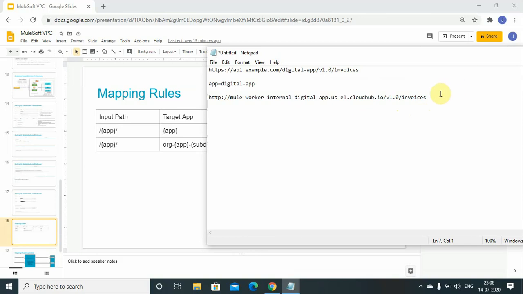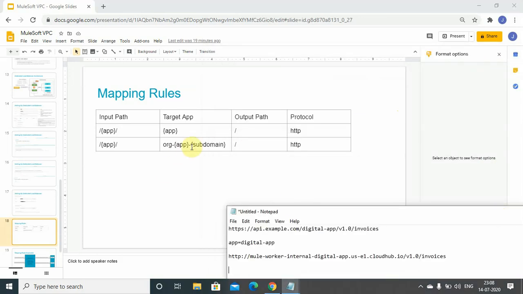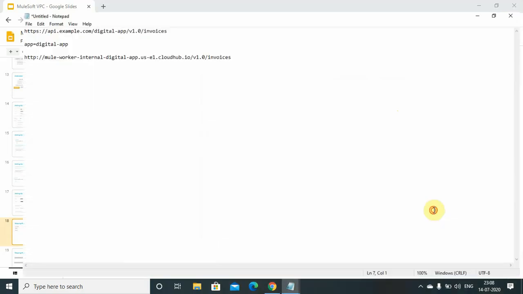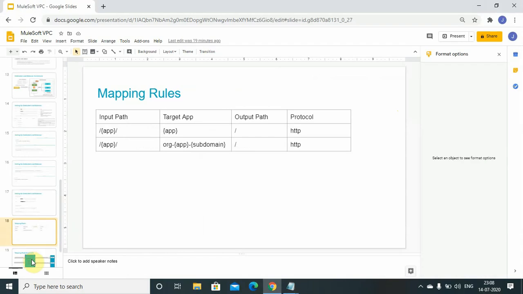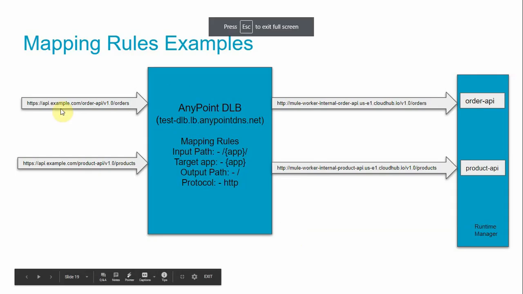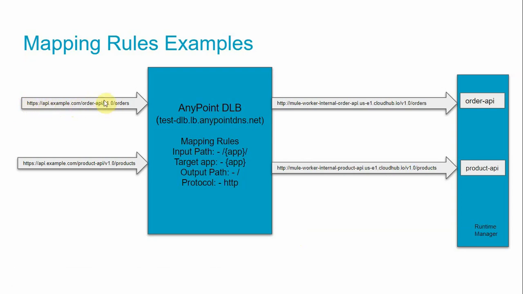Let's consider the second scenario. I will show you how this particular mapping rule works. Let me go to some of the representation. Here I get the request on https.apiexample.com/order API slash v1.0/orders. That is the first request.